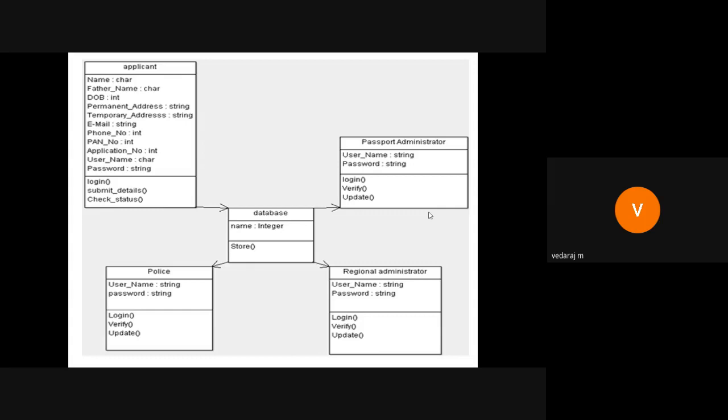Here we are using only 4 class notations: applicant, police, regional administrator, passport administrator. You should add minimum 5 class notations. My suggestion, okay, then only it looks like a 16 mark question answer. You should add 5 notations. More than 5 is not needed, because it will become very difficult and you cannot draw it on paper. So do not use more than 5. Important 5 class notations.